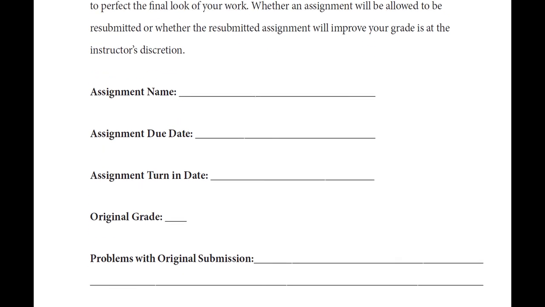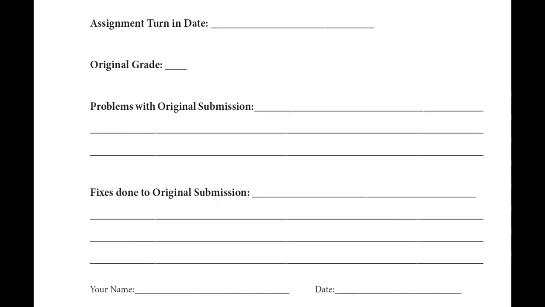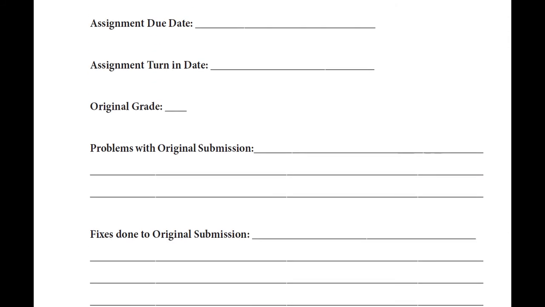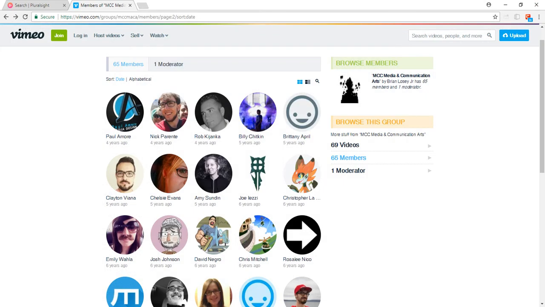Here's the assignment resubmission form. If you turn in an assignment on time and then you fix some stuff up that you got wrong, you can resubmit it and get more points. So you would fill this out and turn that in as well. Again, easy stuff, nothing crazy. All right. Cool.